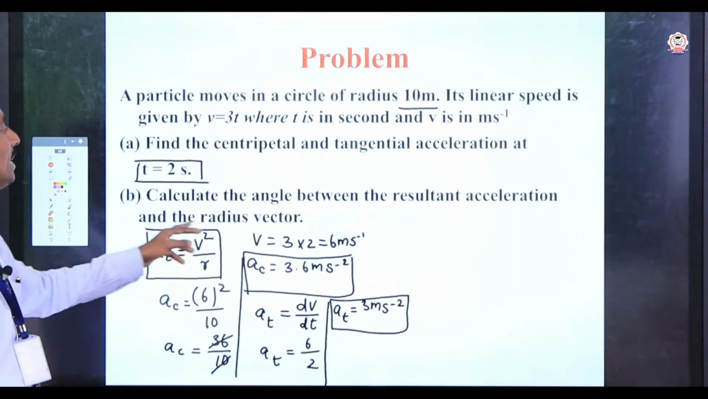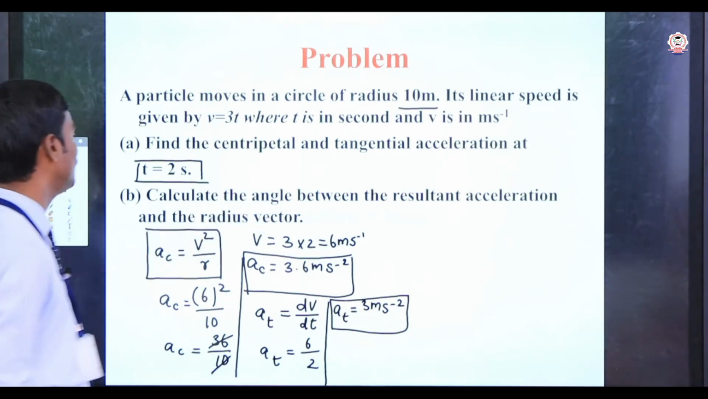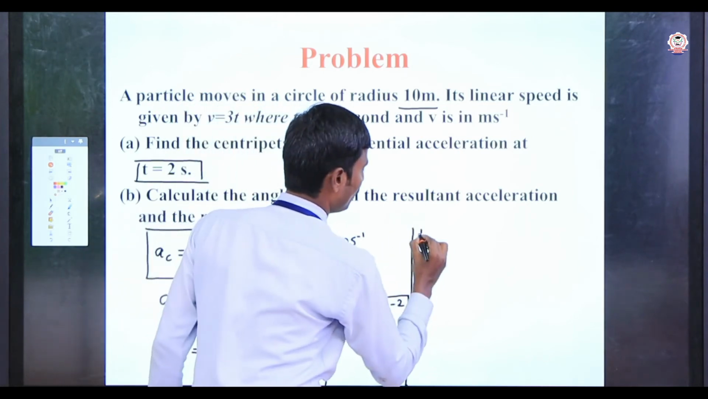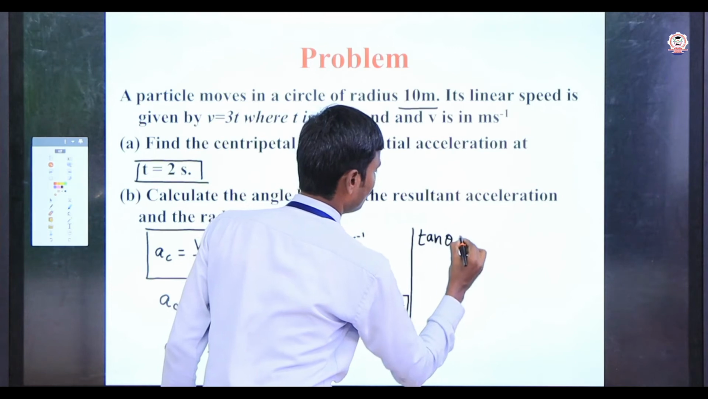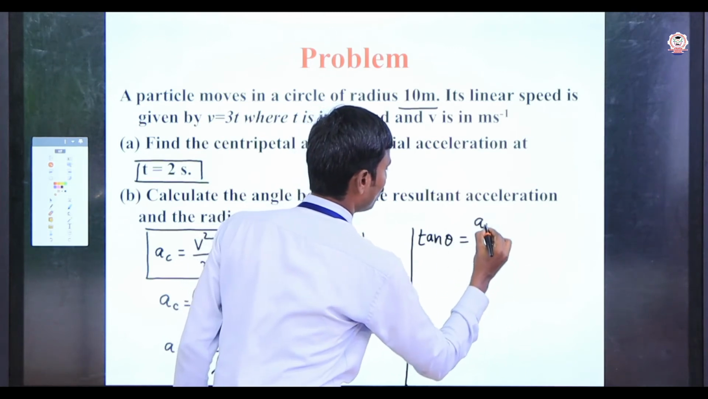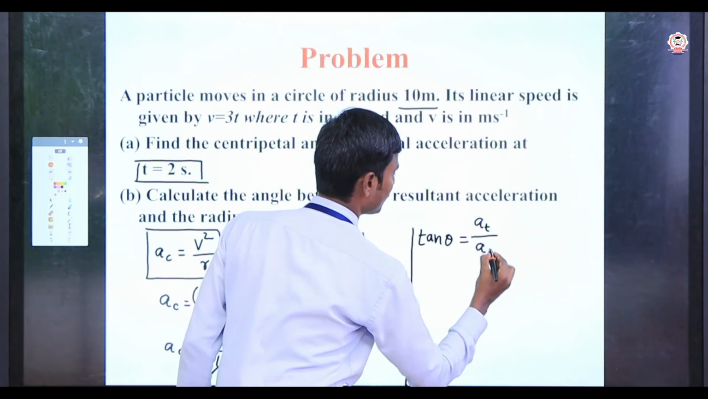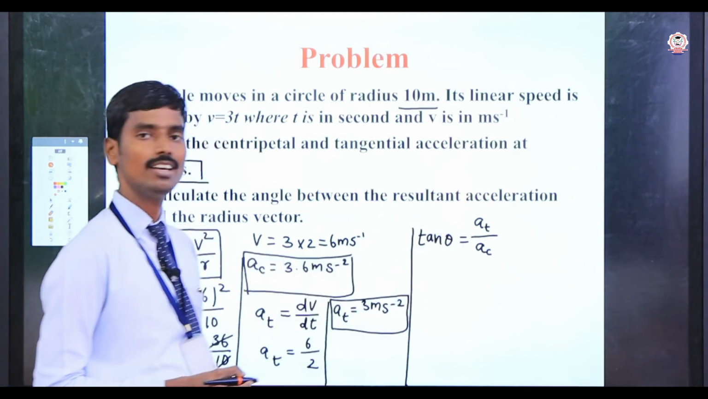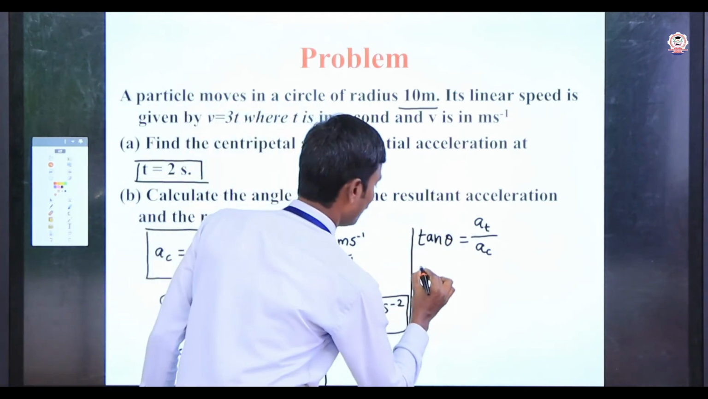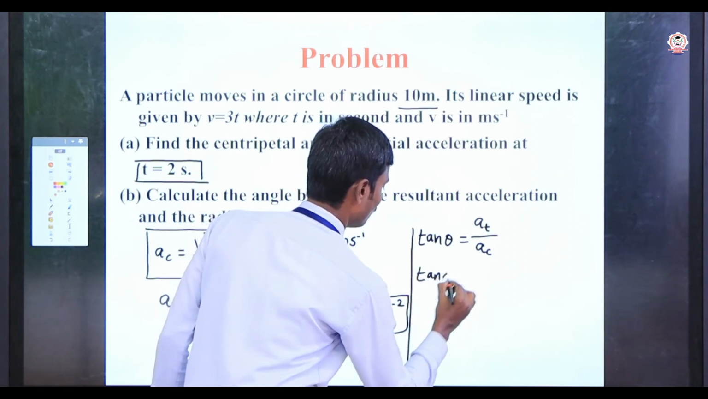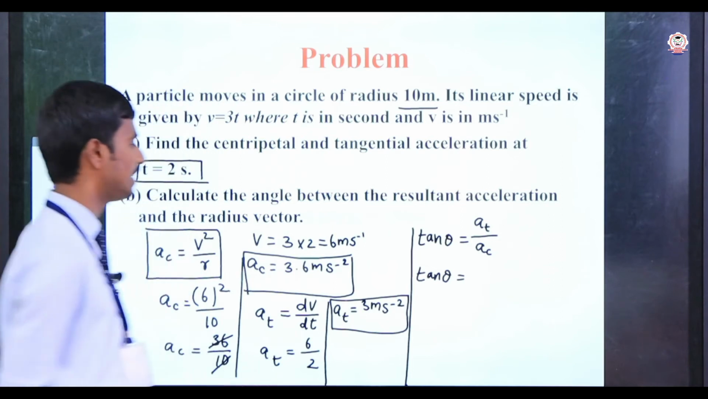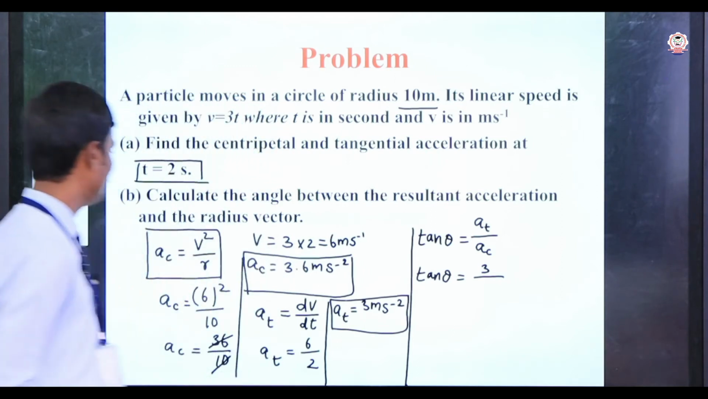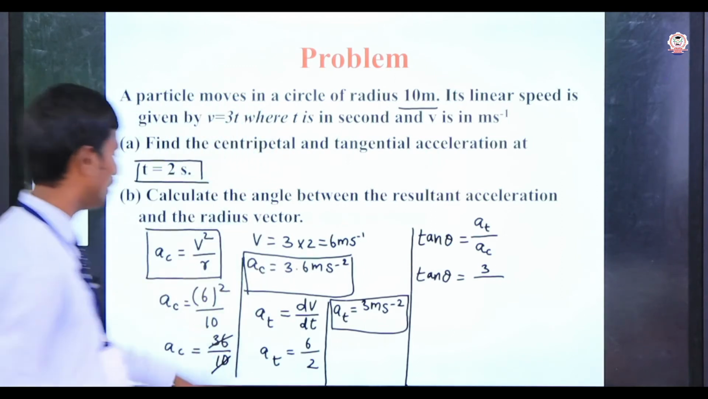The next one is to calculate the angle between the resultant acceleration and the radius vector. What is the formula? tan theta equal to tangential acceleration divided by centripetal acceleration. We already know this in the theory part. So tan theta equal to AT by AC. Substituting the values, tan theta equal to AT, tangential acceleration, here 3, divided by the centripetal acceleration, which is 3.6.